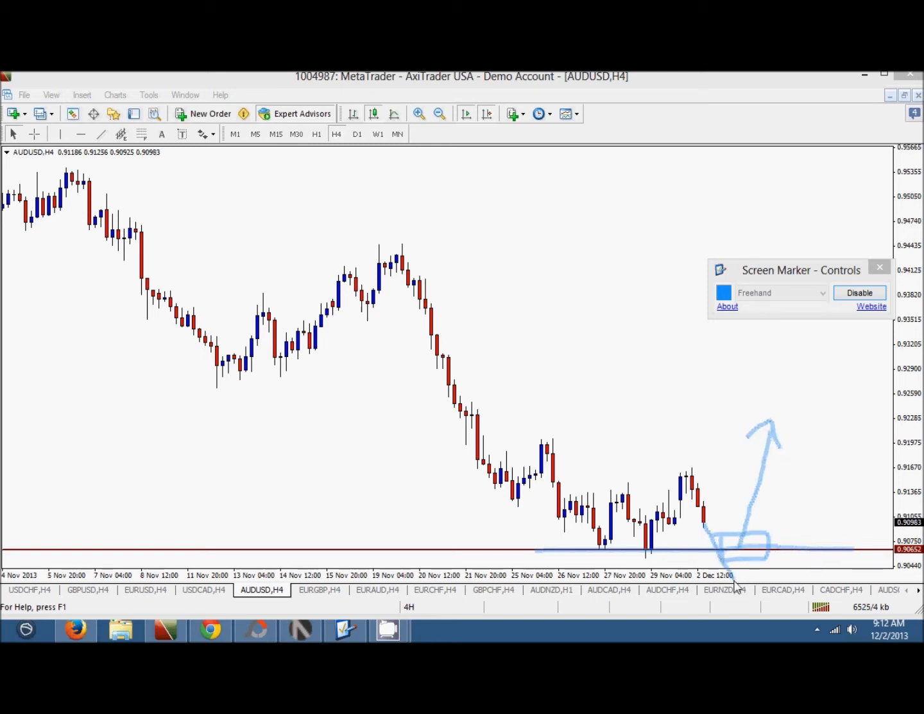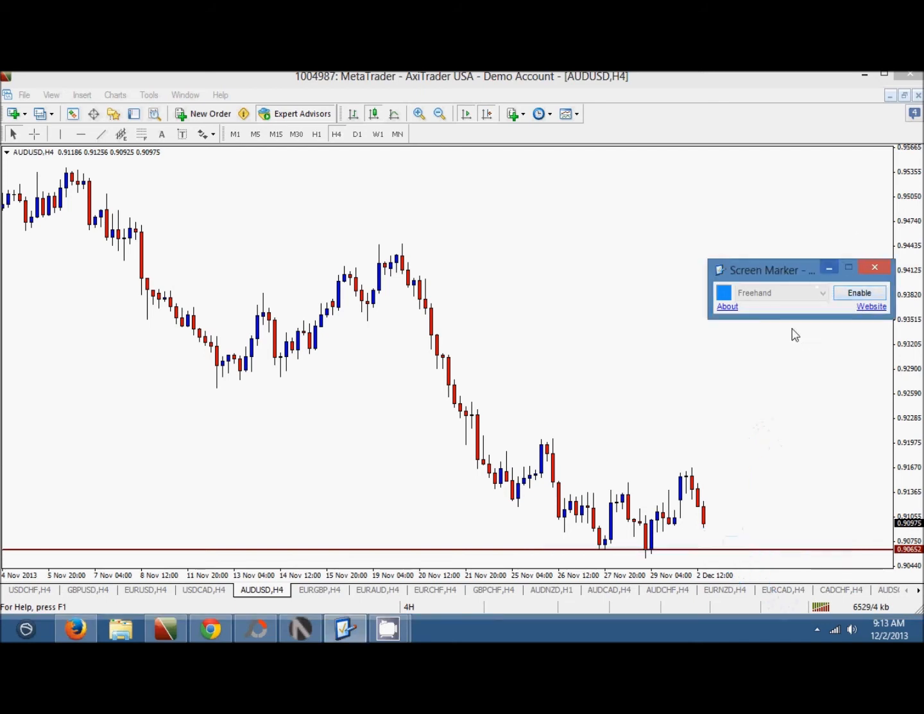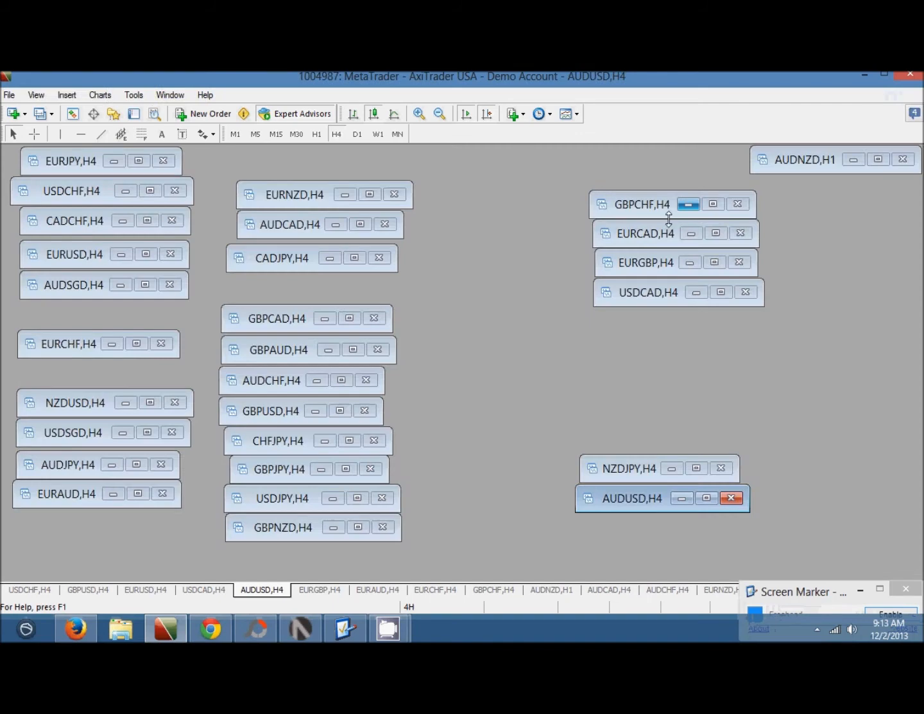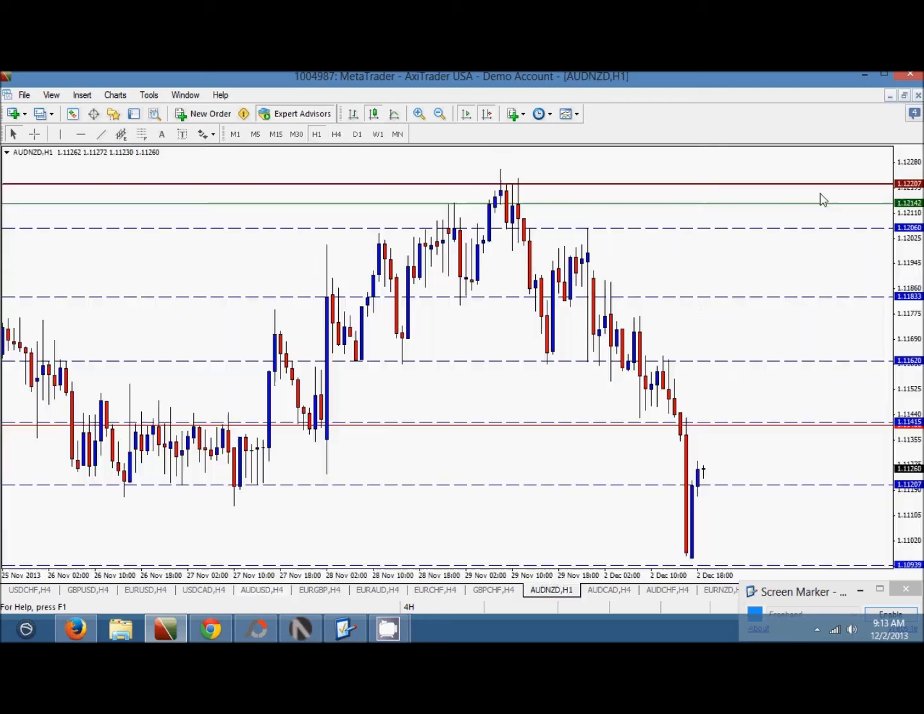And in that case, we're going to be looking for a pullback and then a continuation downward of the downtrend right here. So either way, we're going to be looking to see how prices react to this strong support zone on this chart. So those are the two charts that I'm going to be looking at throughout this day and then into tomorrow, to see what happens with those two charts. And then the last thing to wrap up this video is I'm going to be giving a quick trade update on my trade on the Australian dollar New Zealand dollar 1-hour chart.